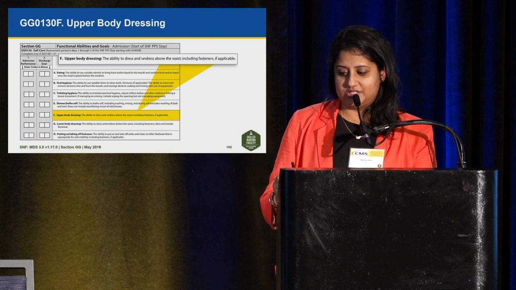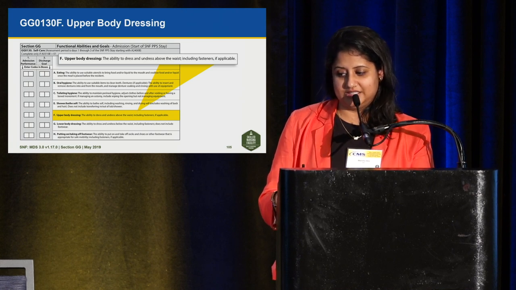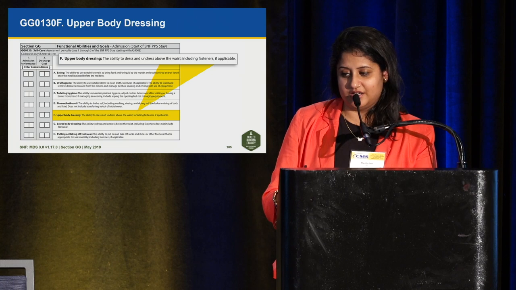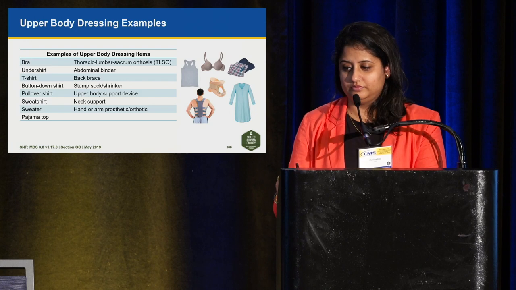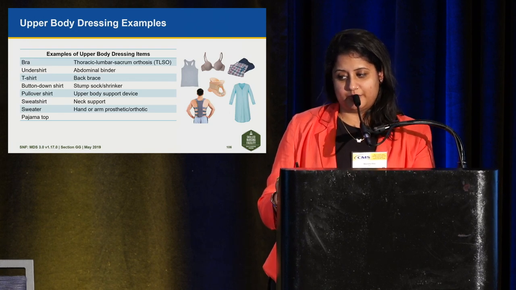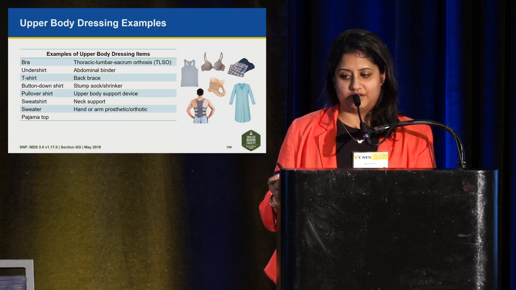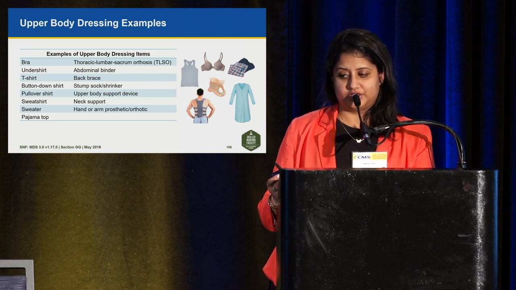All right, next we have GG0130F, upper body dressing. This is the ability to dress and undress above the waist, including fasteners if applicable. These are some examples of upper body dressing items. These are not the only examples, but these are the ones we typically see most often questions asked about. Bra, undershirt, t-shirt, button-down shirt, pullover shirt, sweatshirt, sweater, pajama top, TLSOs, abdominal binders, back brace, stump socks or shrinkers, upper body support devices, neck support, or hand or arm prosthetic or orthotic.